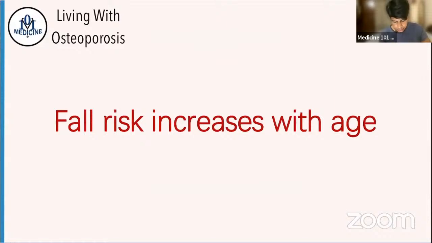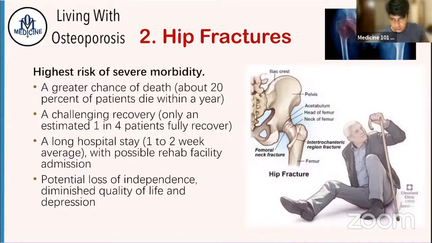The second thing is, as you grow older, the fall risk increases. So if you fall, there's a risk of you fracturing your hip. If you fall down and hit the side, there's a risk of you fracturing your hip. And in osteoporosis, the hip is already weak. And if a hip fracture occurs, this is when you are at the greatest chance of death. 1 in 5 people die within a year, sorry.